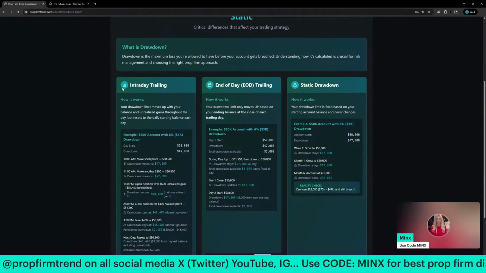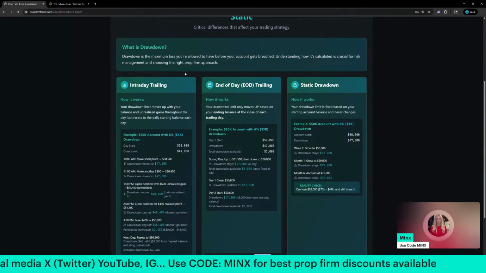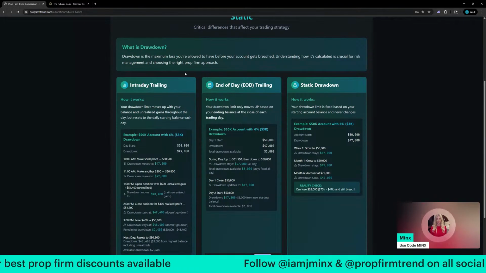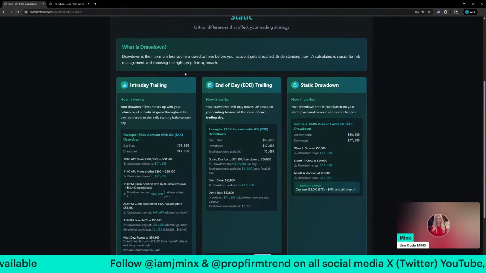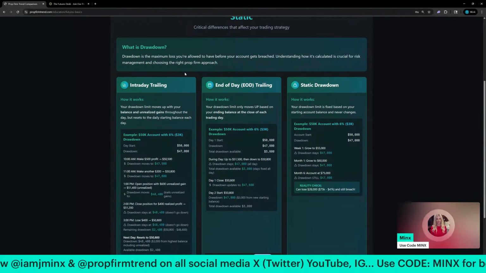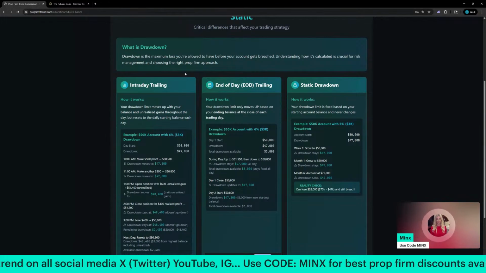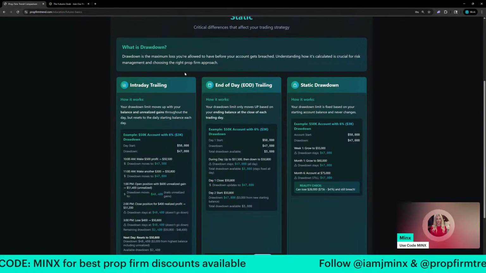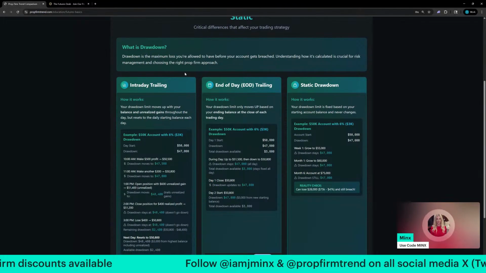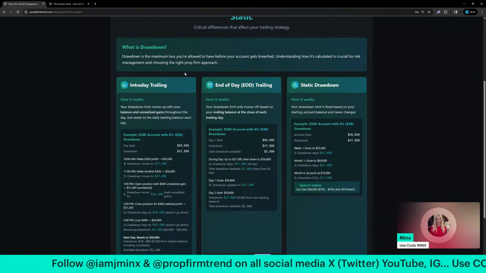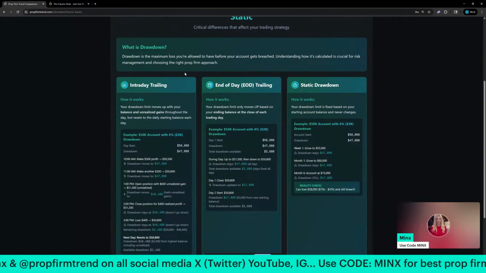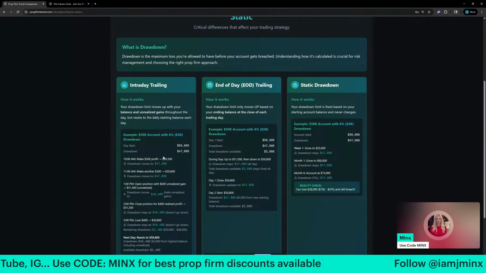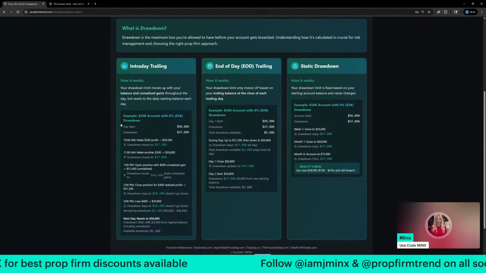So basically, intraday trailing, how that works. Your drawdown limit moves up with your balance and unrealized gains throughout the day, but it resets to the daily starting balance each day. So for example, 50K account with 6%, so 3K drawdown. Okay, so your day starts at 50,000, your drawdown is 47,000. So let's say at 10 a.m. you make $500 profit, your balance is now 50,500, and your drawdown now moves to 47,500, which is the $3,000 behind your profits, right? It's trailing behind you.